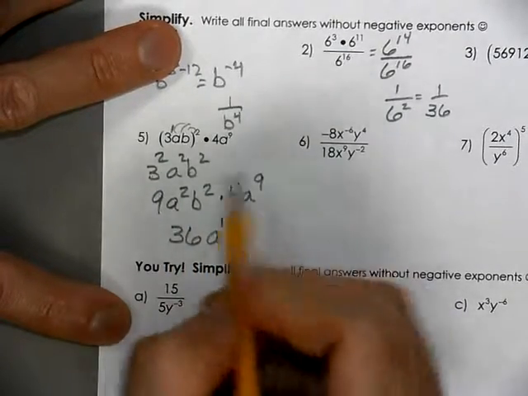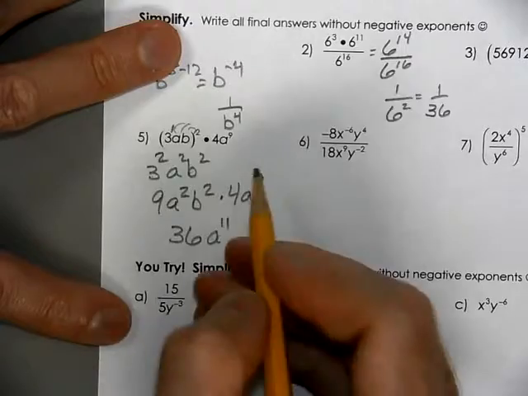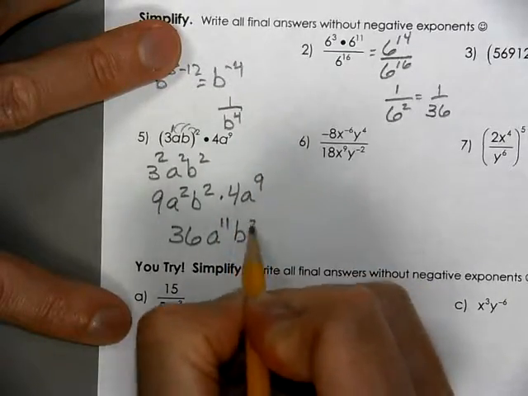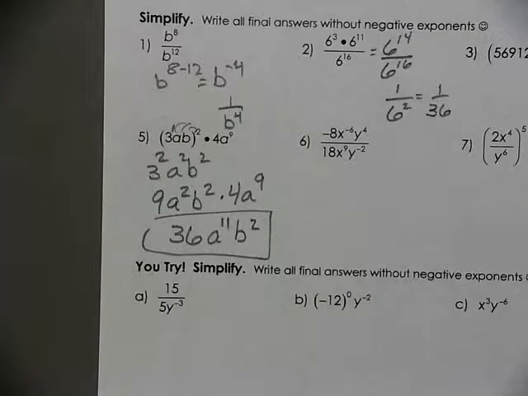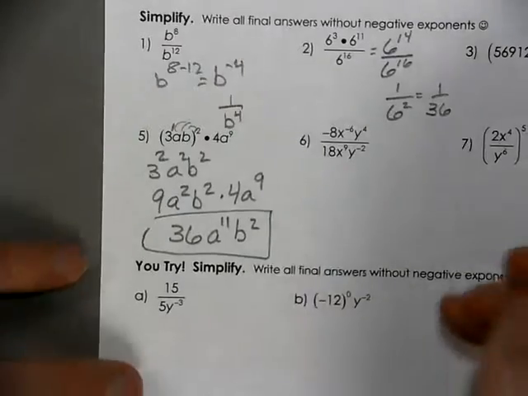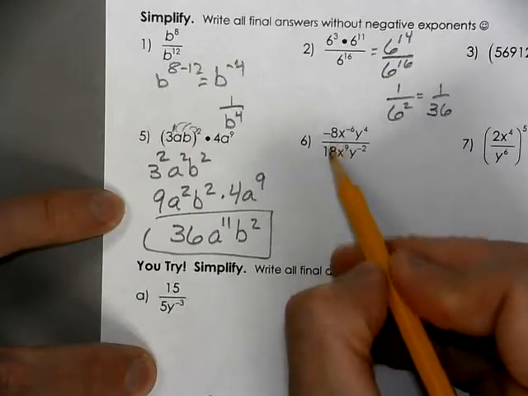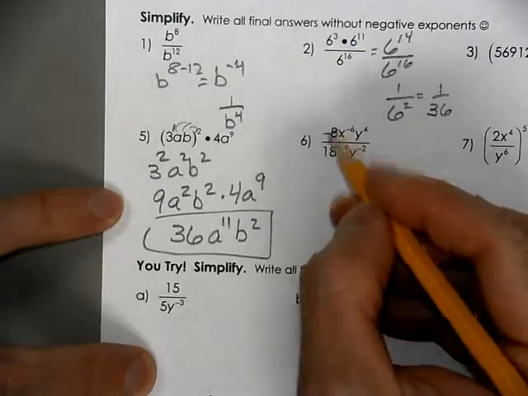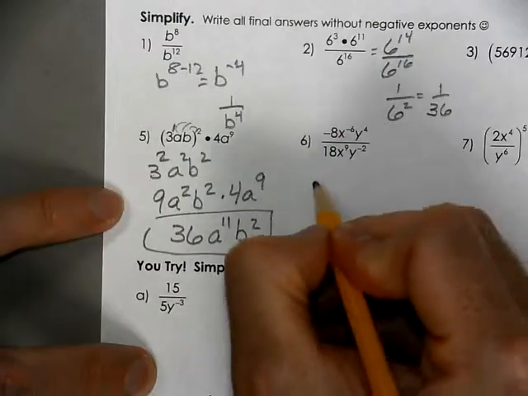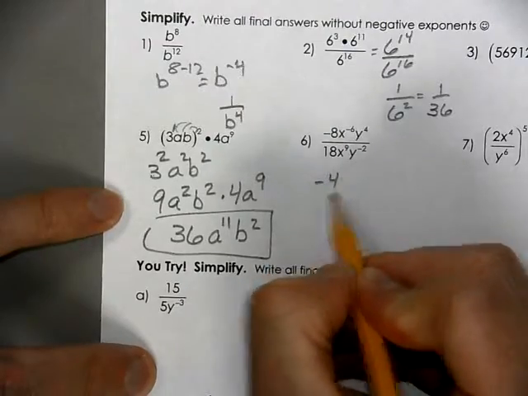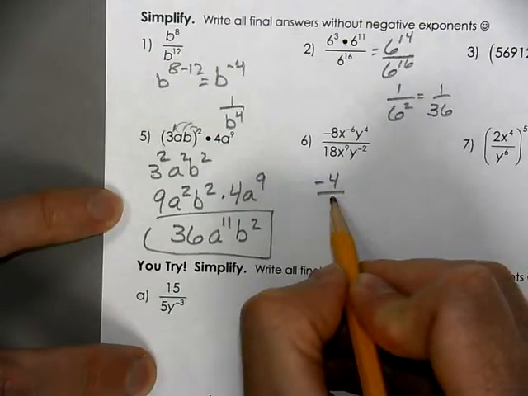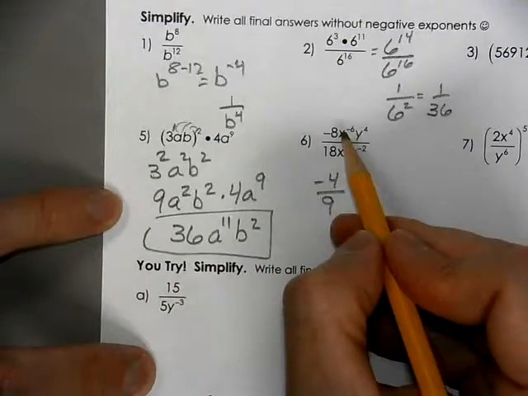I've got 11 a's, 2 and 9 make 11, and my b's, there's only 2 of them. You do not need like terms to multiply. You would need like terms if you were adding. We can reduce. You cannot cross the 8's out, but what number goes into both of those? 2 goes into this 4 times. 2 goes into that 9 times.